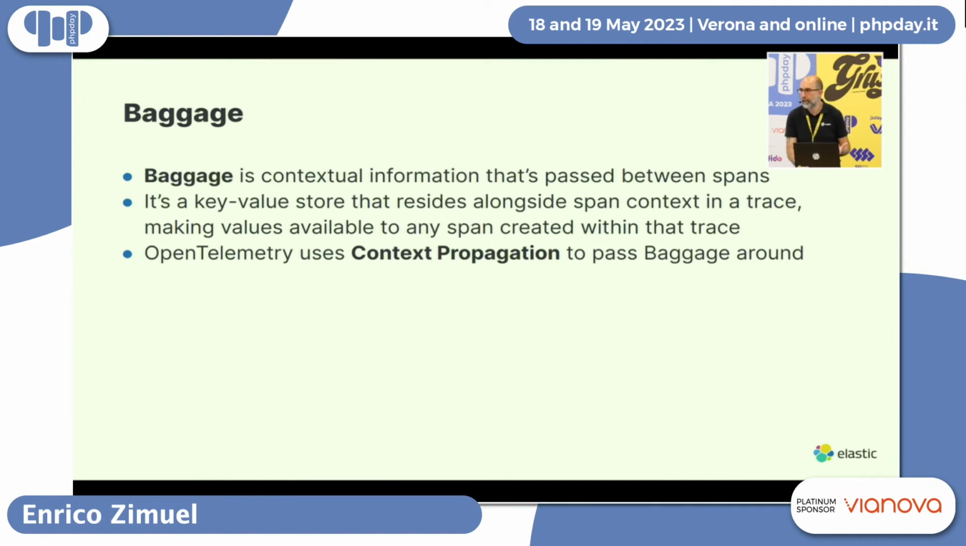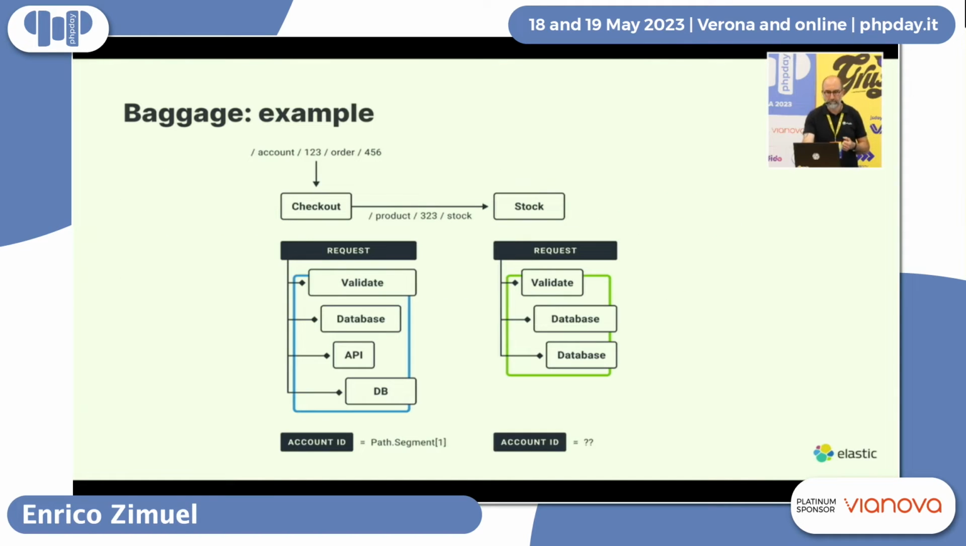Basically, it uses context propagation, the one that I mentioned earlier in the distributed tracing. Let me give you an example. So I think you can understand better with an example. So imagine that you have two services, one for the checkout and one for the stock. So we are talking about a simple web API. The checkout is something like /account/123/order/456, where 123 and 456 are the IDs of the account and the order. So this is kind of a REST API.